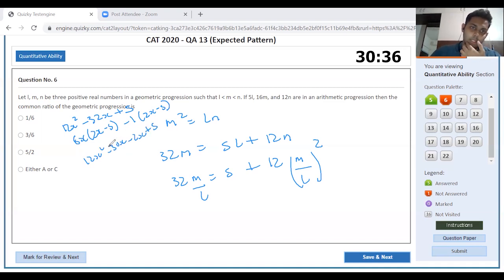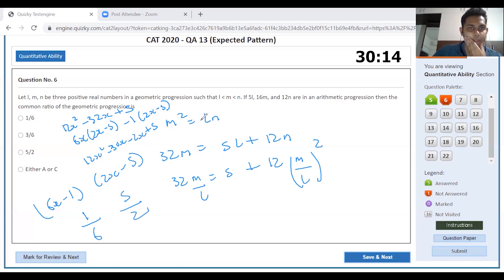So the sole reason I did it was 12 into 5 is 60. That means I need to make it somehow 60 that way. So that's why we get 6x minus 1 into 2x minus 5. 1 by 6 or 5 by 2. Common ratio is required.